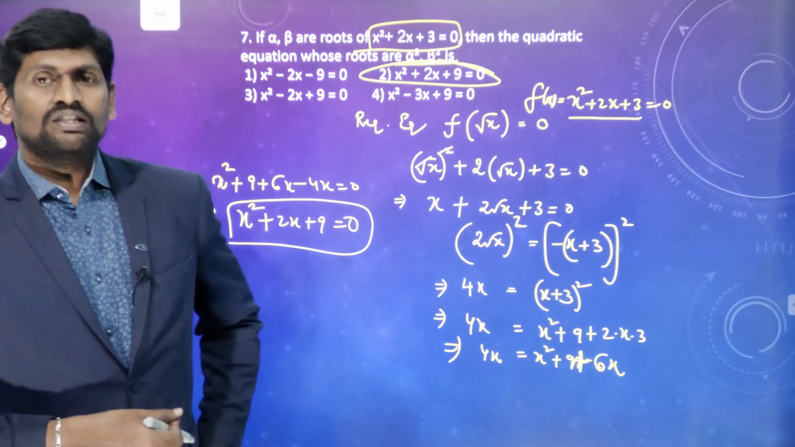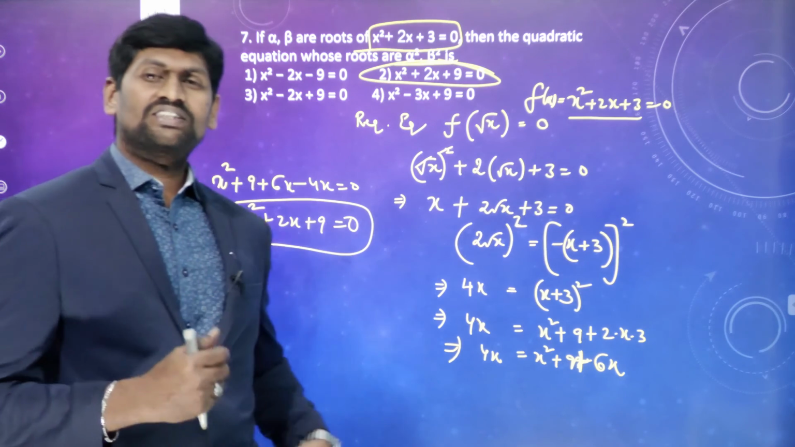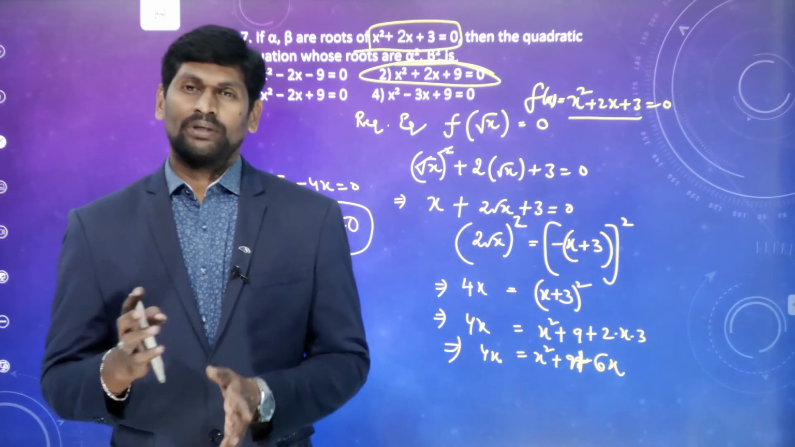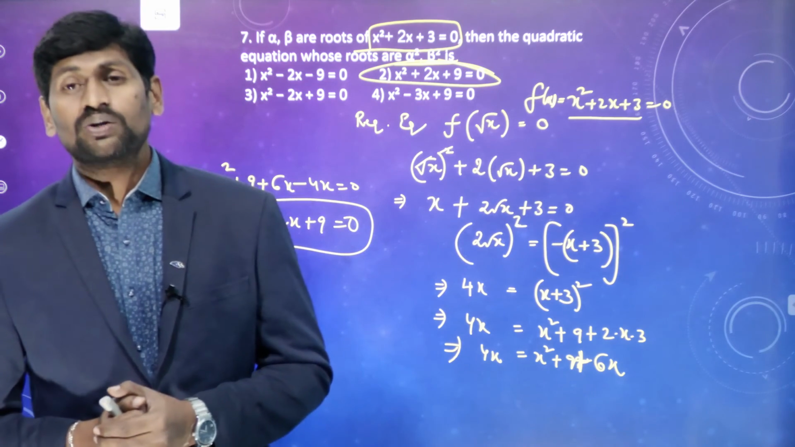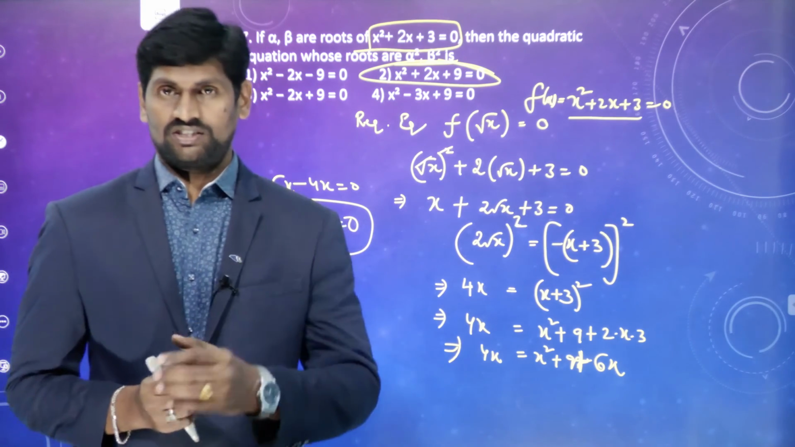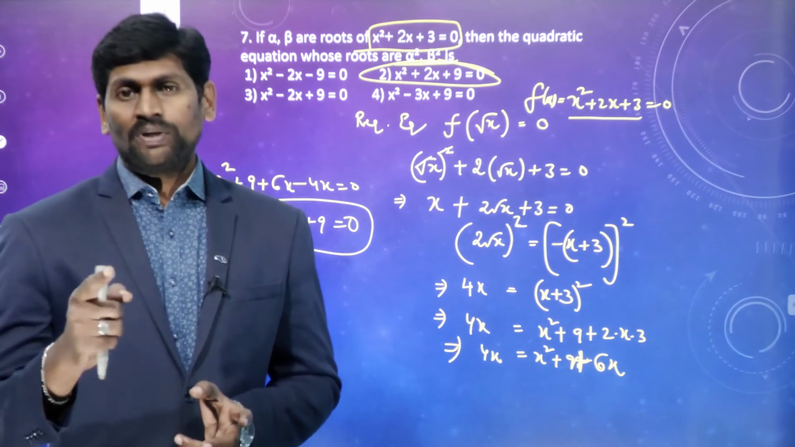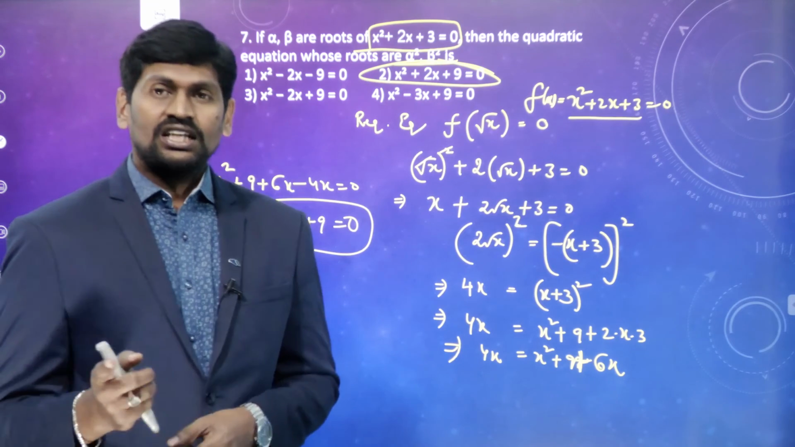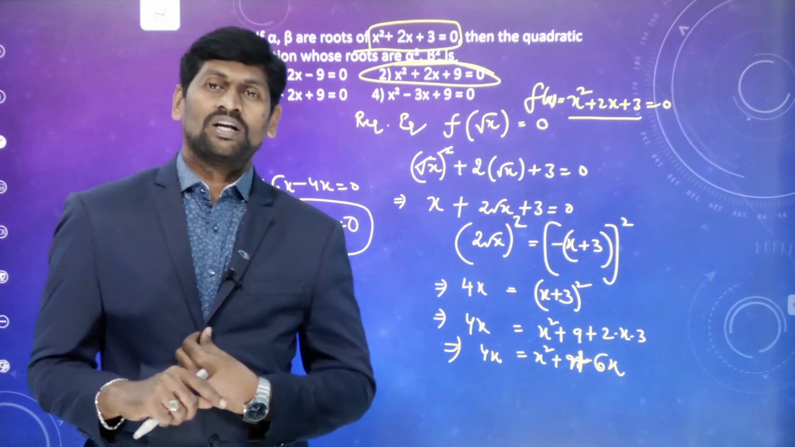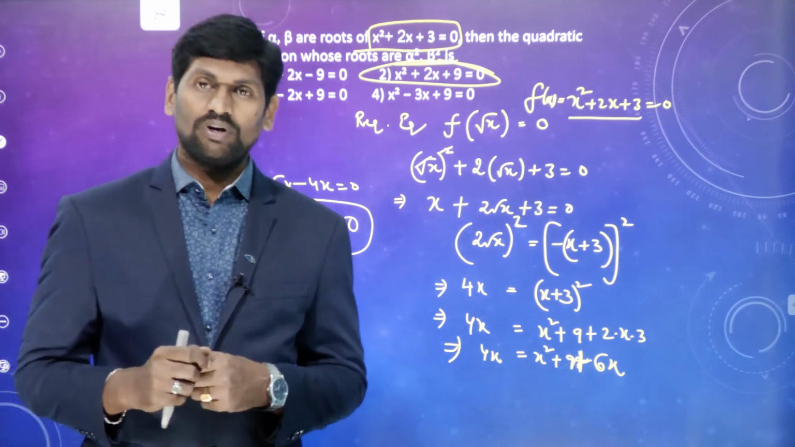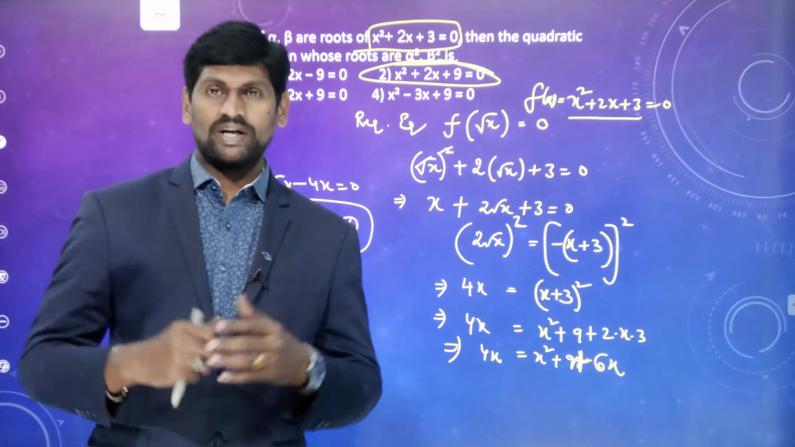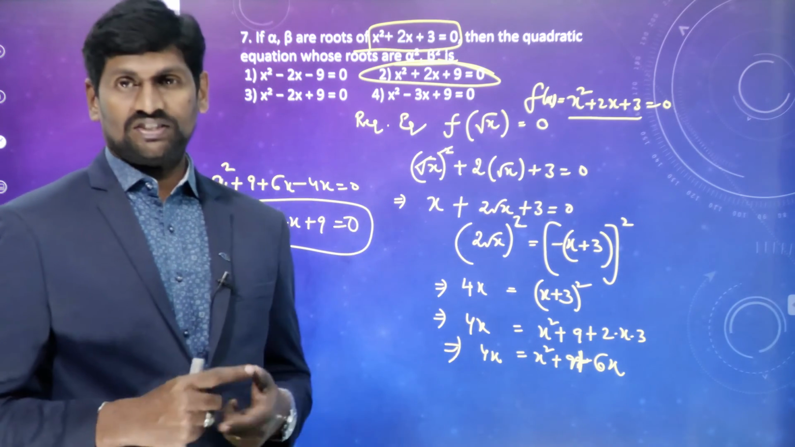Okay, children. So what are the topics we have discussed today? Alpha, beta, roots of f of x. Then alpha square, beta square are roots of f of square root of x. Same way, alpha, beta are roots of f of x. Then alpha cube, beta cube are roots of f of cube root of x. Just remember in your mind, you have to thoroughly revise this.